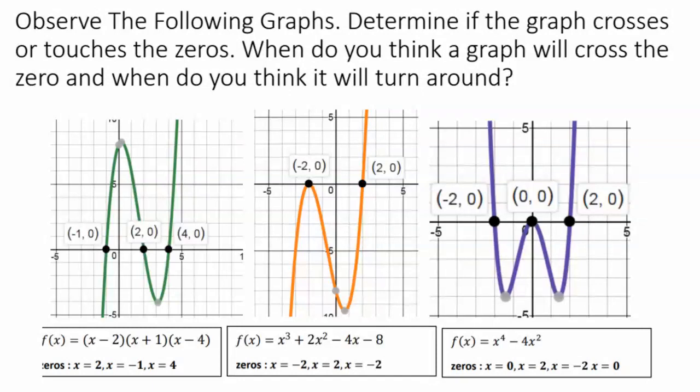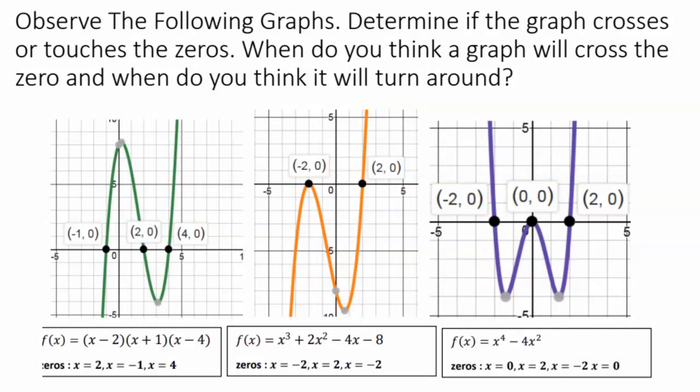Okay, so let's look at this purple one. It looks like a W, right? I see here that it crosses at -2, it touches at (0, 0), and then it crosses at +2. If I solve for the zeros here, my zeros are x equals 0, x equals 2, x equals -2, and x equals 0. Since I have a duplicate of x equals 0, that means it's going to be represented as touching on my graph.